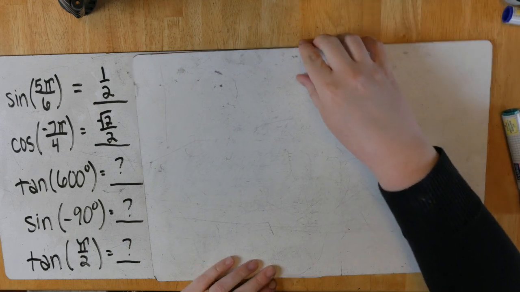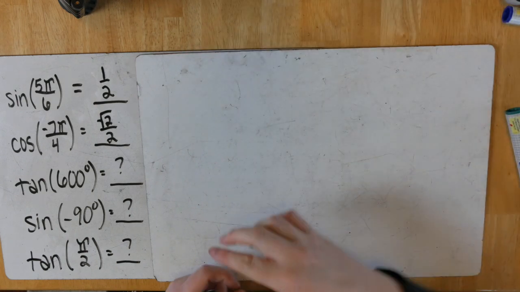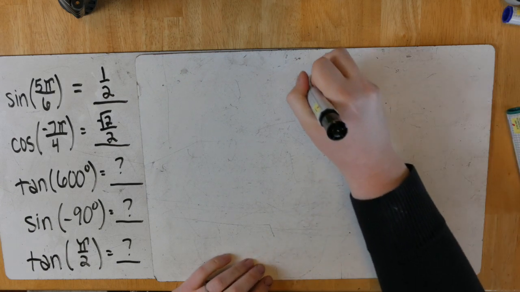All right, next we're going to take a look at the tangent of 600 degrees.